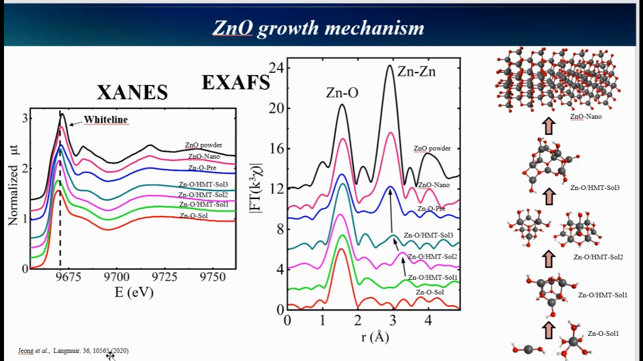Now we can understand that the second peaks in EXAFS in R space indicate the zinc pairs. However, when I first met this data, I didn't understand whether the second peaks in the solution samples were zinc pairs or not. Combining DFT calculations, we made the zinc oxide growth mechanisms in the solution as shown in the figures.